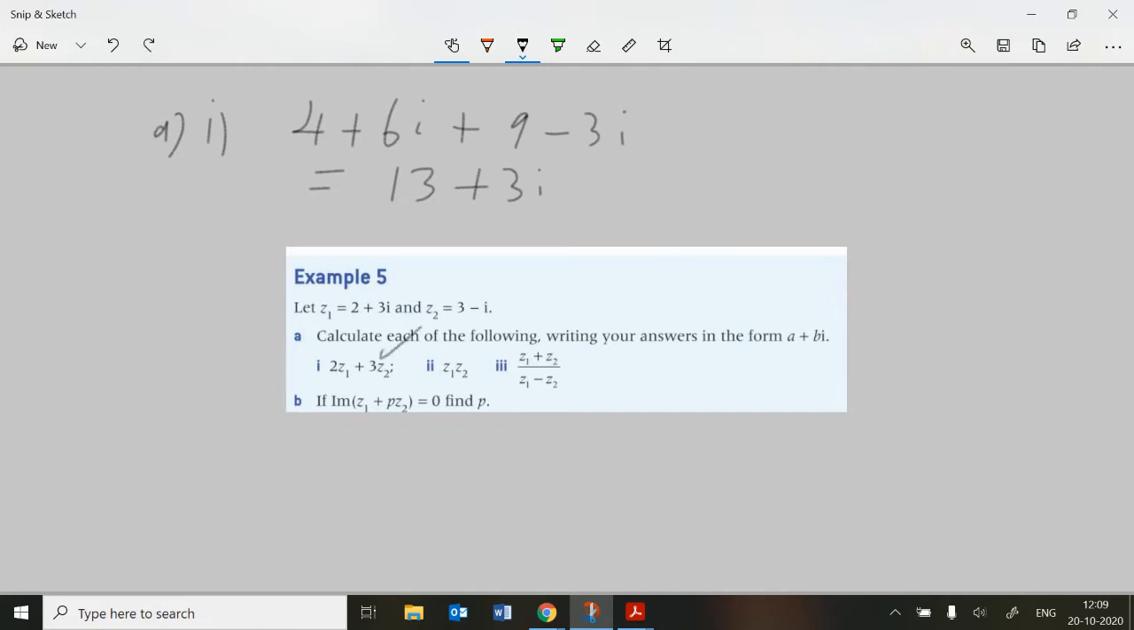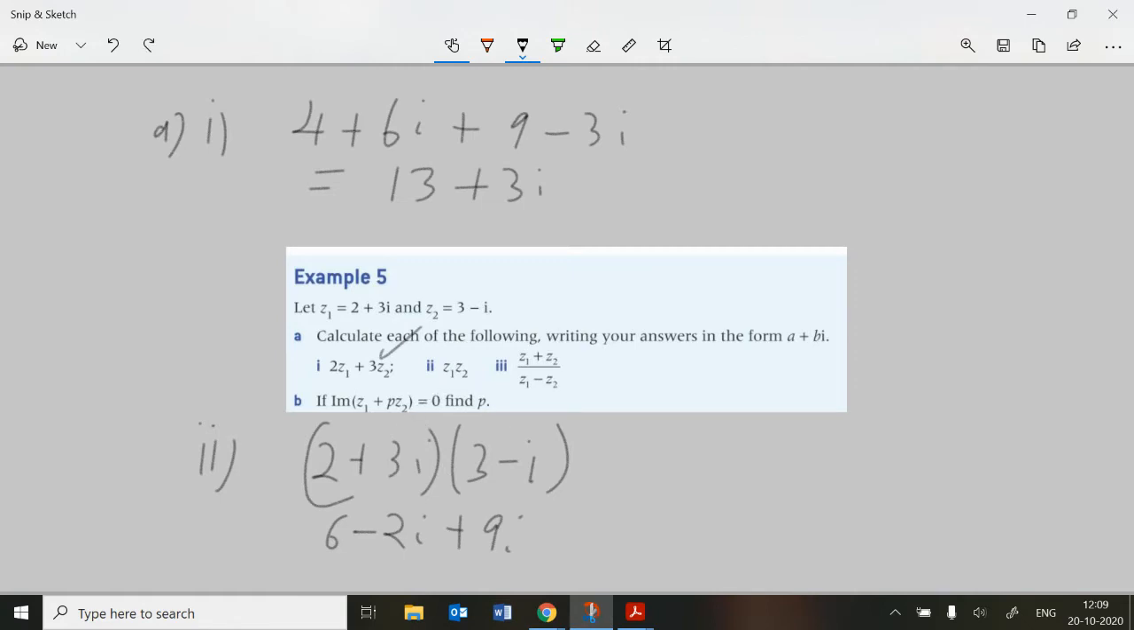Okay, so for the next one, take this. So Z1 is going to be, again, 2 plus 3i. And Z2 is 3 minus i. So we're just multiplying these two things together. 2 times 3 is going to give you the 6. 2 times minus i is minus 2i. And these two multiplied together give us plus 9i. And then we're multiplying these two together.